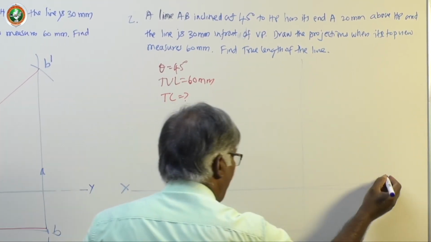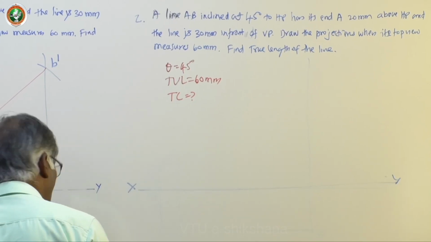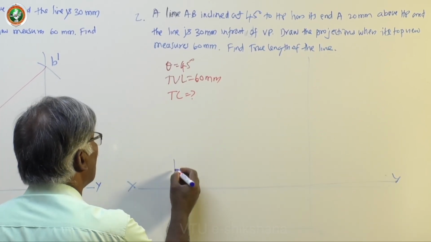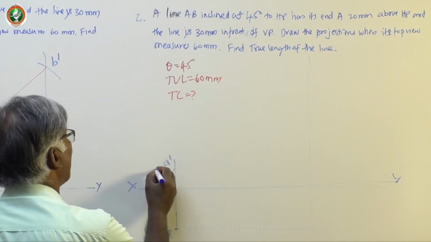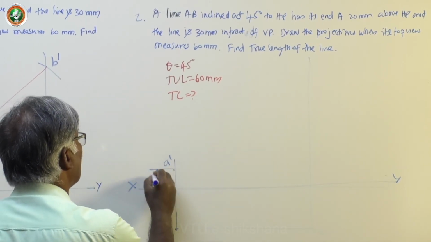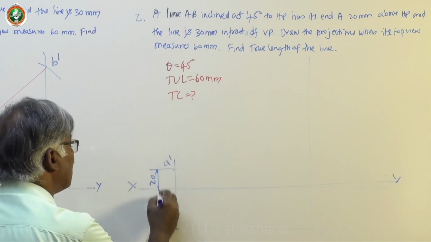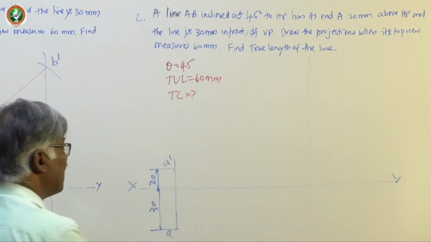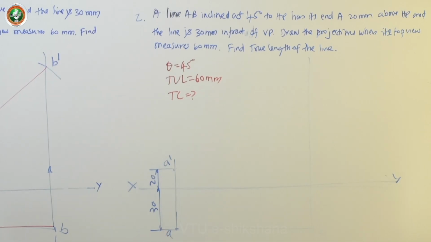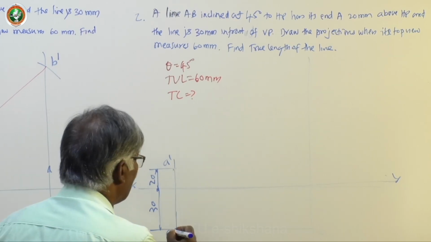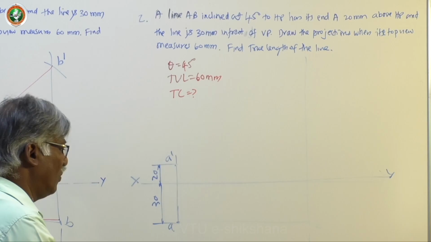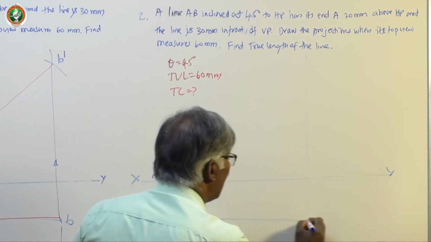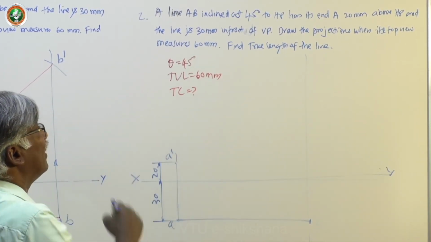XY line. Then fix one end of the line, A dash, then A. This is 20 mm above HP, similar to the previous problem. Then this is 30 mm in front of VP, because the entire length of the line is 30 mm in front of VP. Definitely this. Now here also the line is inclined only to HP, so definitely the top view will be a straight line, that is given as 60 mm.